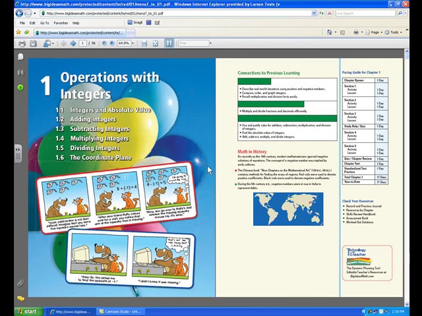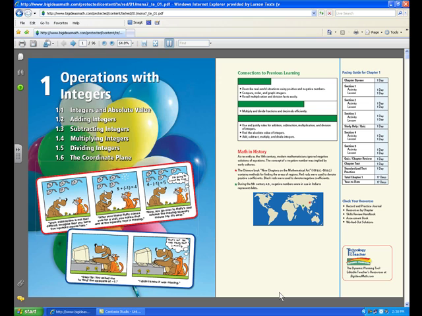Now let's go ahead and take a look at the very first chapter in the book that you are working with. Again, I'm working with the 7th grade red book, so I'm in chapter 1, which is called Operations with Integers. One thing that you will see that is unique about the teaching edition for the Big Ideas Math series is that it's a side-by-side.